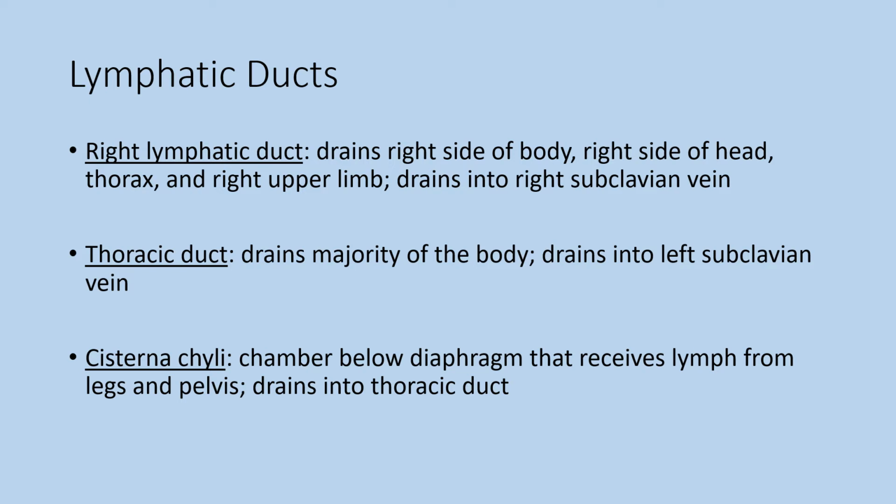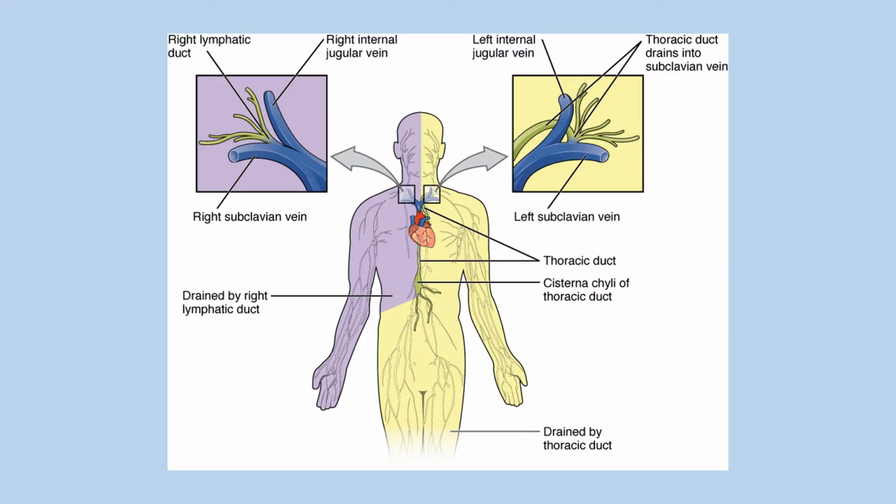Now, there's another structure called the cisterna chyli, which is right below the diaphragm, and that's receiving the lymph from the legs and pelvis, and then that's going to drain up into the thoracic duct. And so this is a diagram just showing the right lymphatic duct in purple and the area that it drains, and then the left, or the thoracic duct, the left side that's drained there is in yellow.